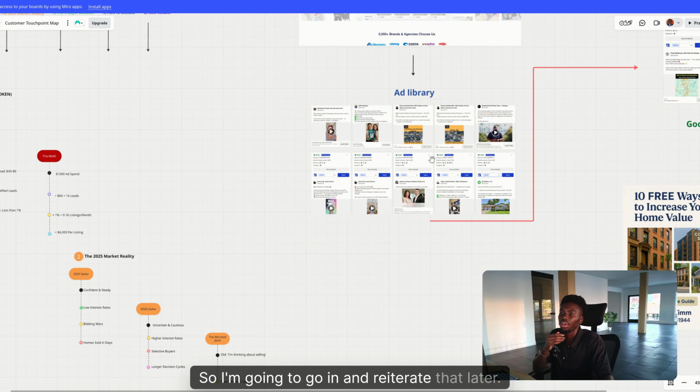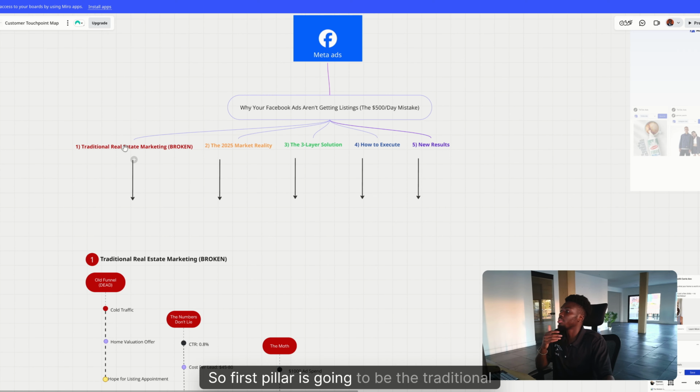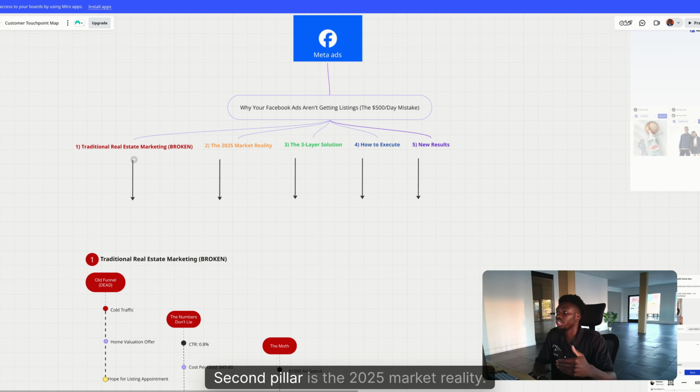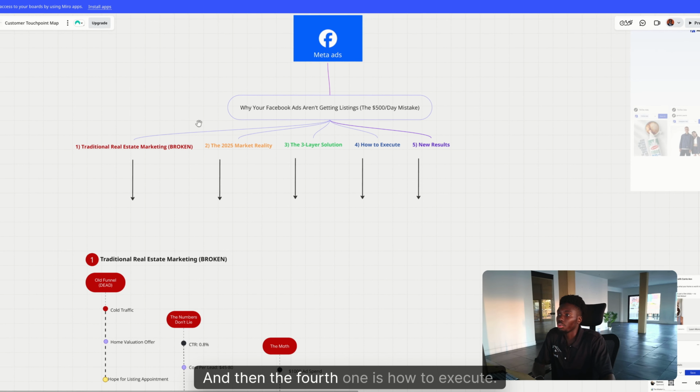I'm going to reiterate that later, but now I'm going to show you the concept of what I want to break down and explain how you can improve these results on Facebook. The first pillar is the traditional real estate marketing that's broken, and I'll explain why. The second pillar is the 2025 market reality. The third pillar is the 3-layer solution that I implemented and broken down as a blueprint to take out of today. And the fourth one is how to execute.